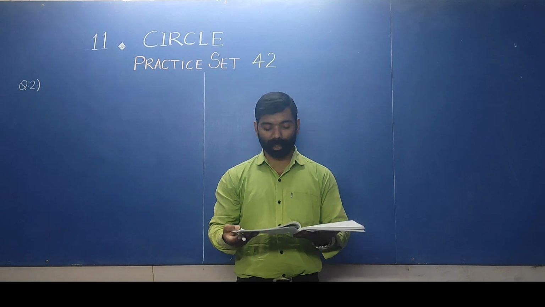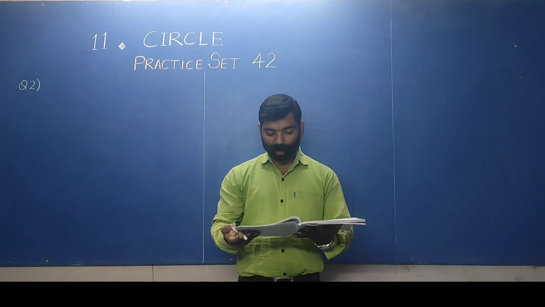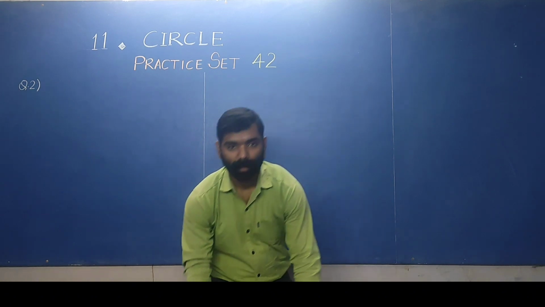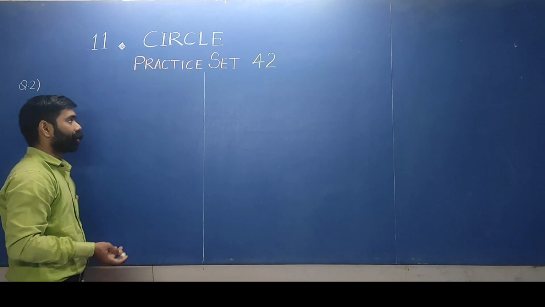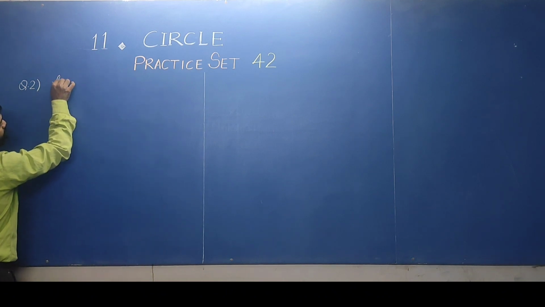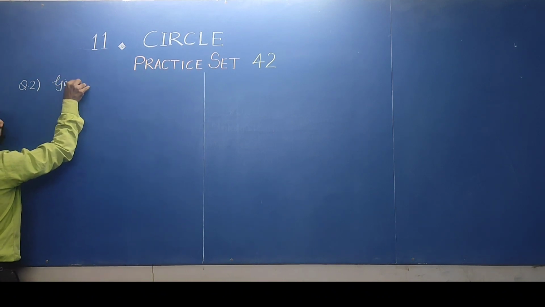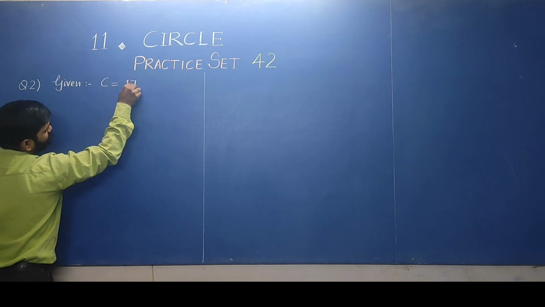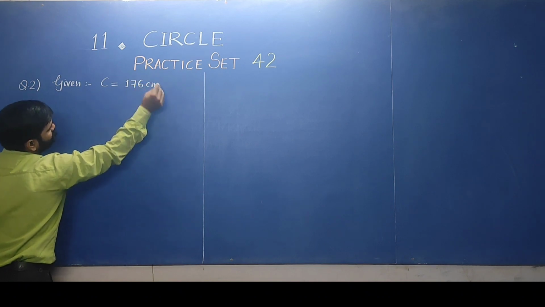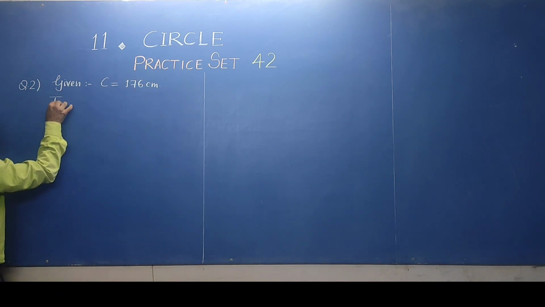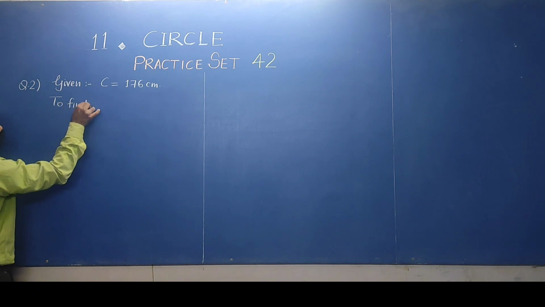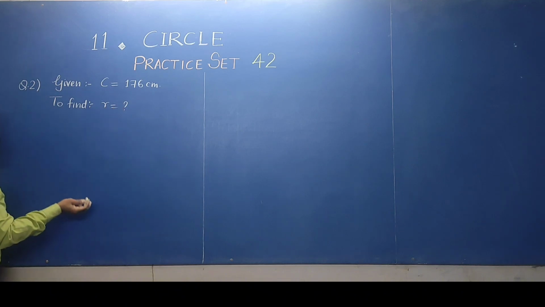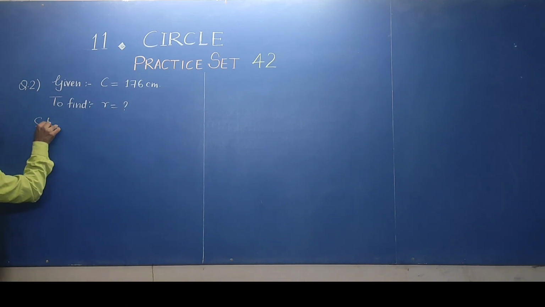Okay students, let's see question number 2. If the circumference of a circle is 176 centimeter, find its radius. Now the given part is circumference, so I will write given: circumference, that is C, is given as 176 centimeter. We need to find radius, that is R. Solution.